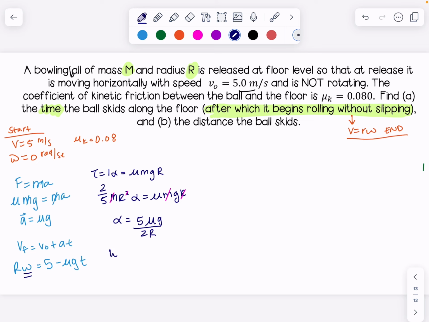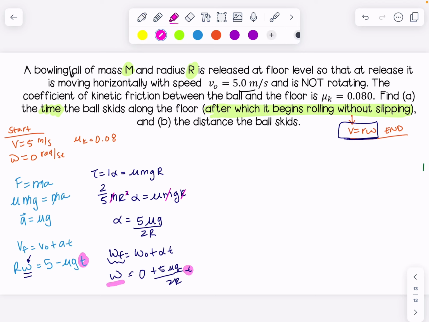I'm going to say that omega final is equal to omega initial plus alpha t. Here, this represents my omega final because I'm trying to get to this area. So this is what I'm actually trying to get: an expression for this omega final. My initial omega was 0. My alpha, we just found, is 5 mu g over 2r, and then time. Well, time's what I'm trying to solve for, and I have time here, so this is actually okay.